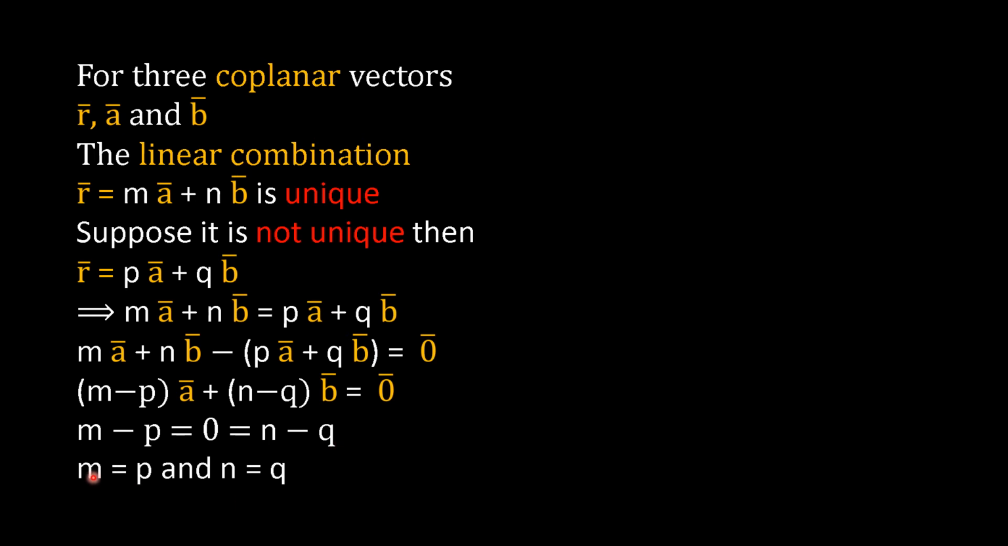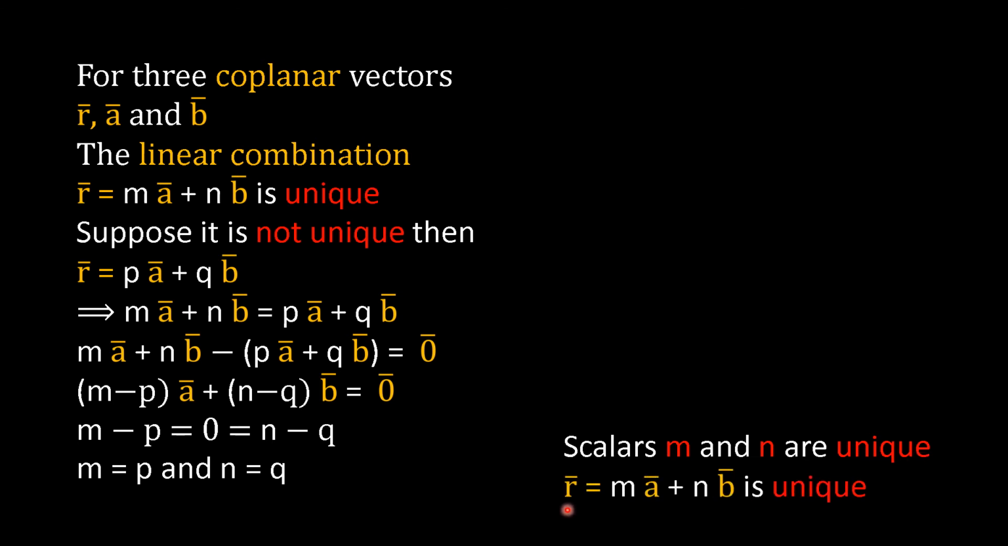Therefore, M will be equal to P from this and N will be equal to Q from this, which proves that the scalars M and N are unique. Therefore, R bar equals M A bar plus N B bar is a unique linear combination for three vectors R bar, A bar and B bar.